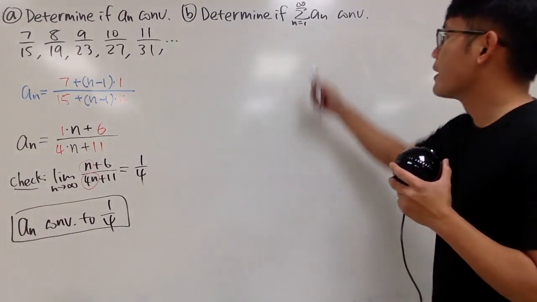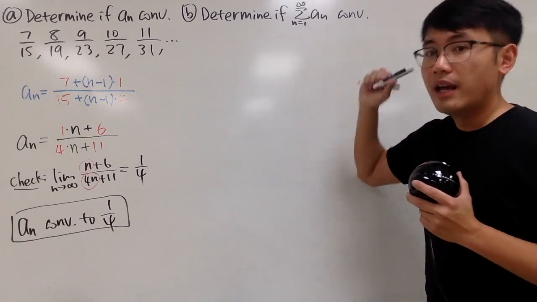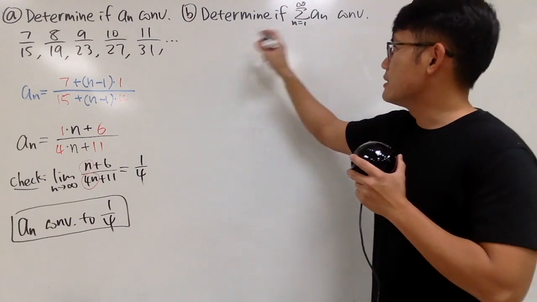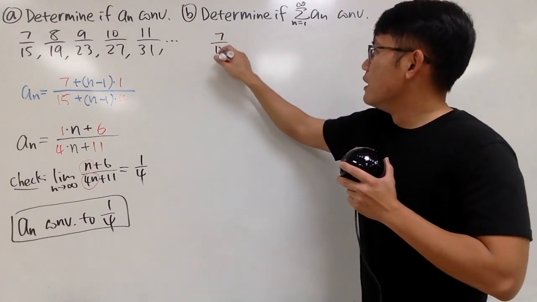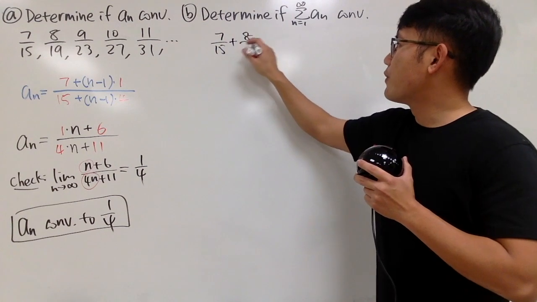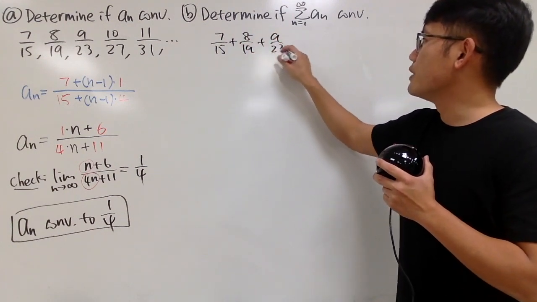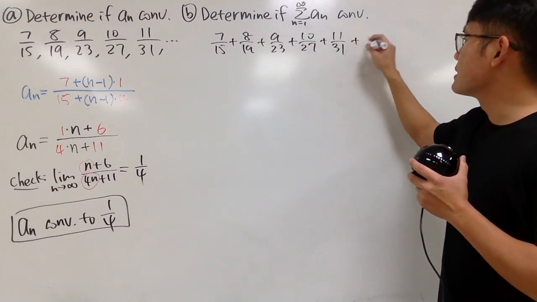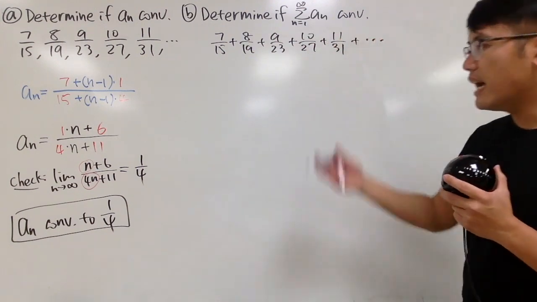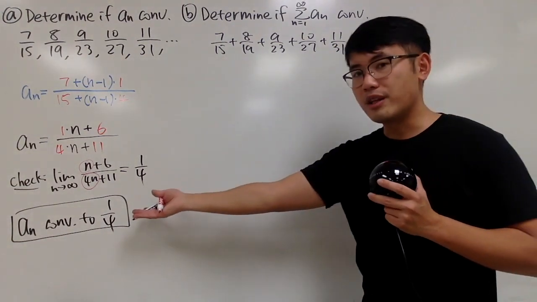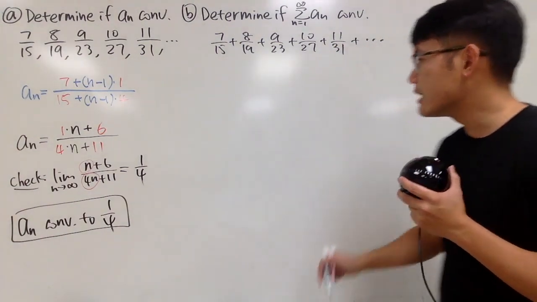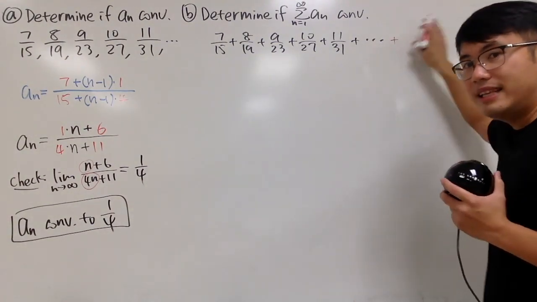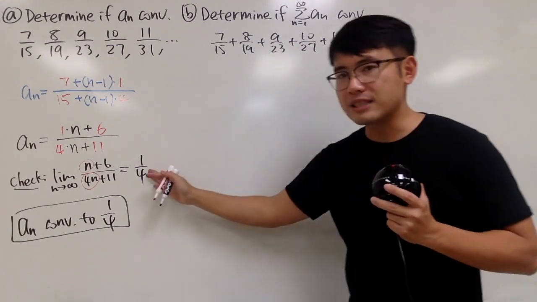And here's the idea. Remember, when we are doing this summation, this is telling us to add up everybody from the sequence. So we have to do 7 over 15 plus 8 over 19 plus 9 over 23 plus 10 over 27 plus 11 over 31 plus and so on, right? And again, we have done the limit already. And the idea is that eventually, we are just adding a bunch of numbers, and these numbers are approximately 1 over 4.